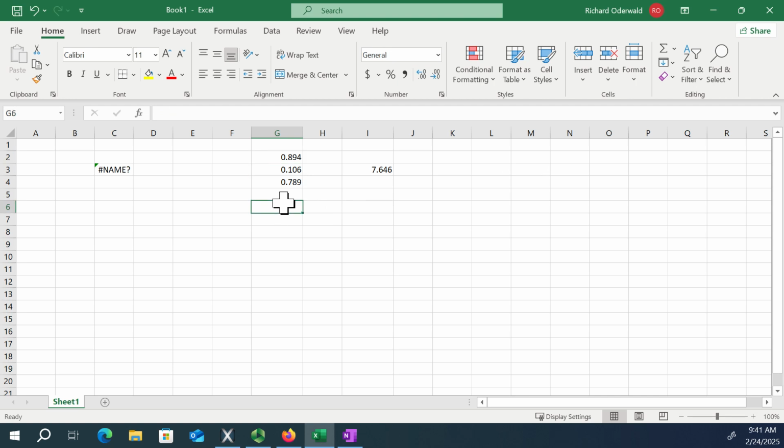Norm.dist. You've got a number and you want a probability. You want the percentage. The area is the percent.